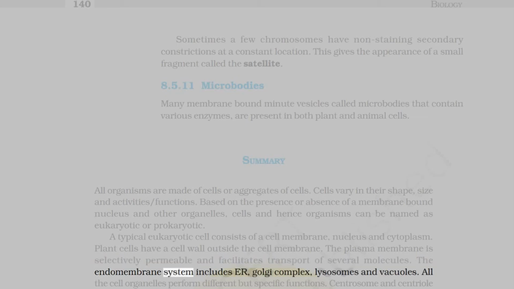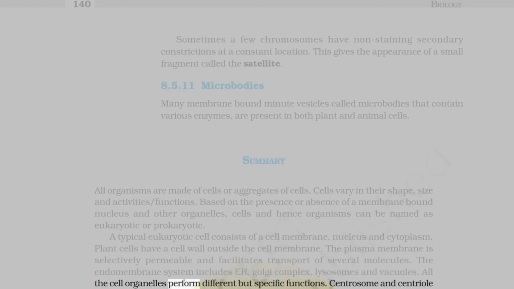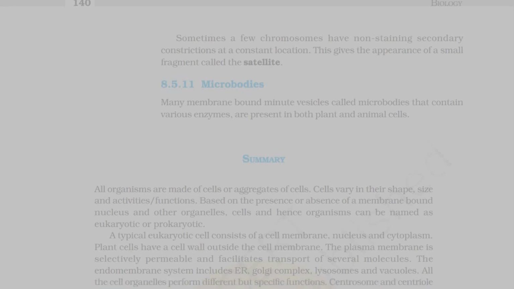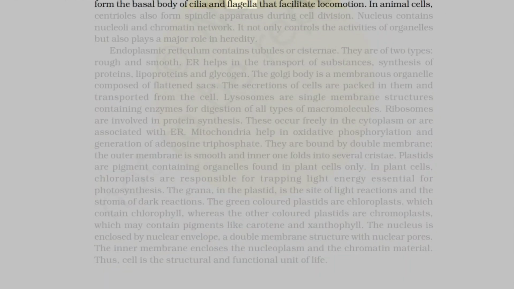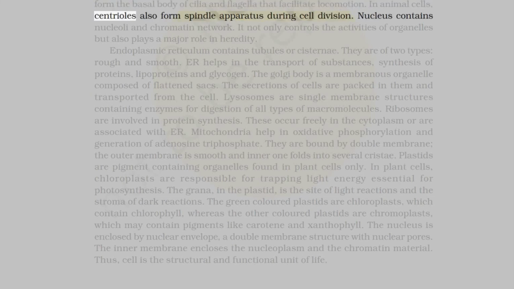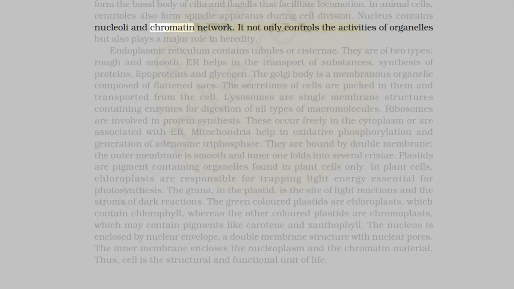The plasma membrane is selectively permeable and facilitates transport of several molecules. The endomembrane system includes ER, Golgi complex, lysosomes and vacuoles. All the cell organelles perform different but specific functions. Centrosome and centriole form the basal body of cilia and flagella that facilitate locomotion. In animal cells, centrioles also form the spindle apparatus during cell division. Nucleus contains nucleoli and chromatin network. It not only controls the activities of organelles but also plays a major role in heredity.